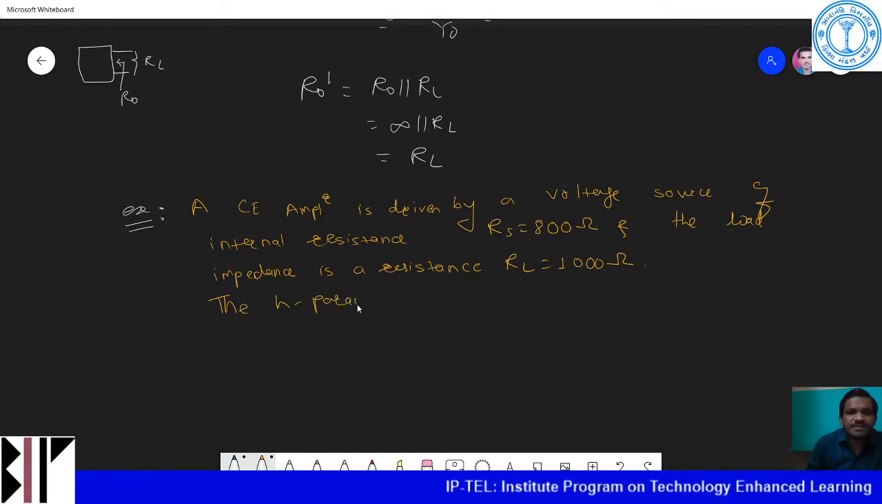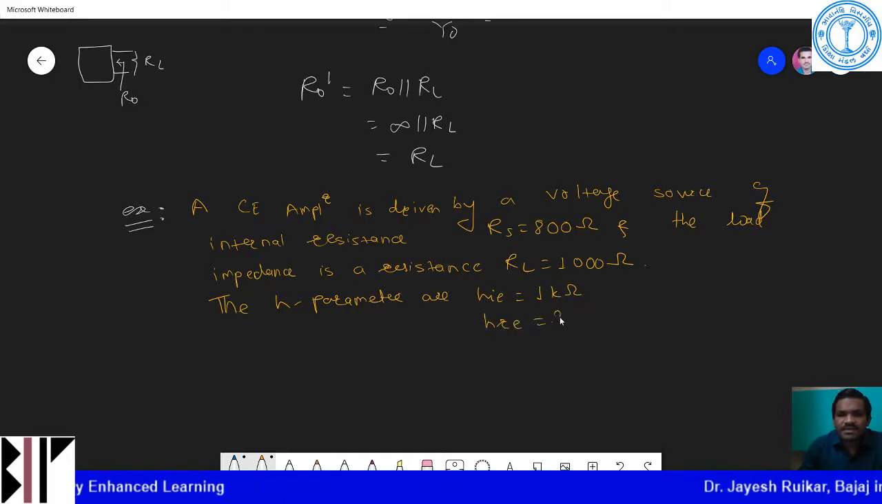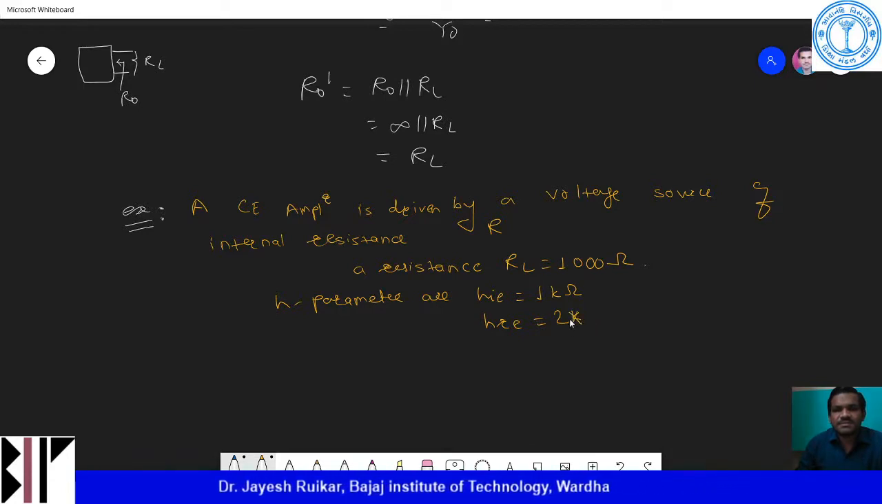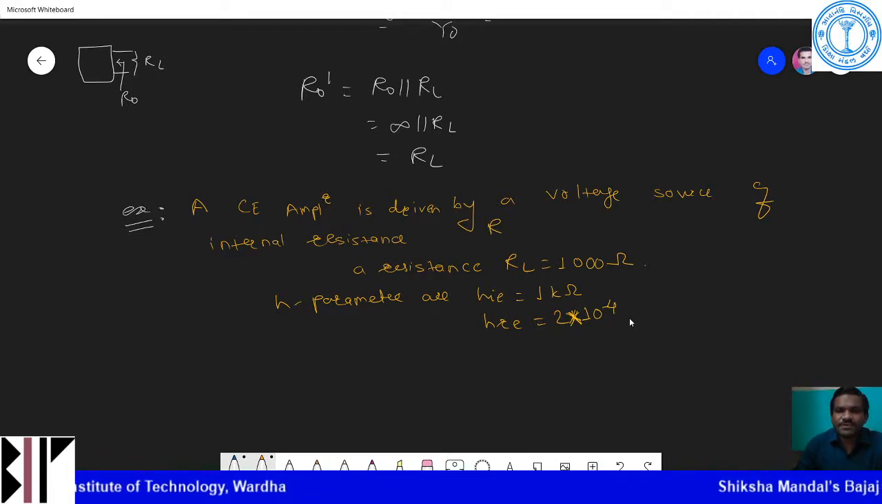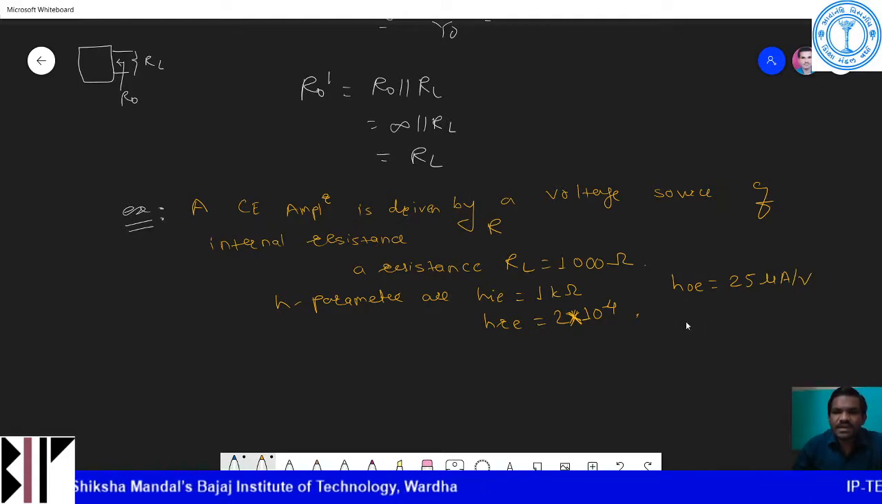The H parameters: HIE has been given as 1K ohm. HRE, it's not 2K, it's 2 into 10 to the power minus 4. Then HOE has been given as 25 micro ampere per volt. And then HFE has been given as 50.